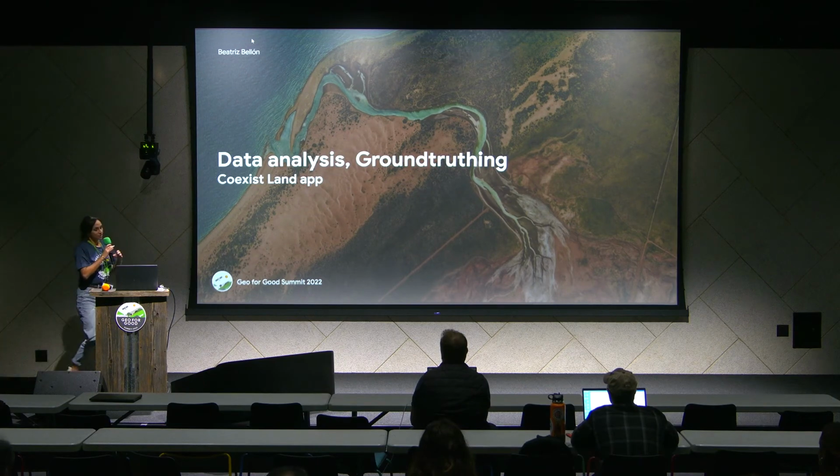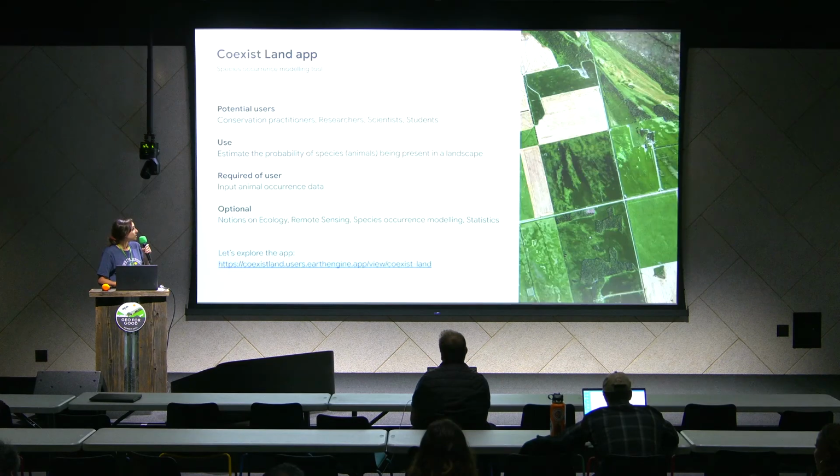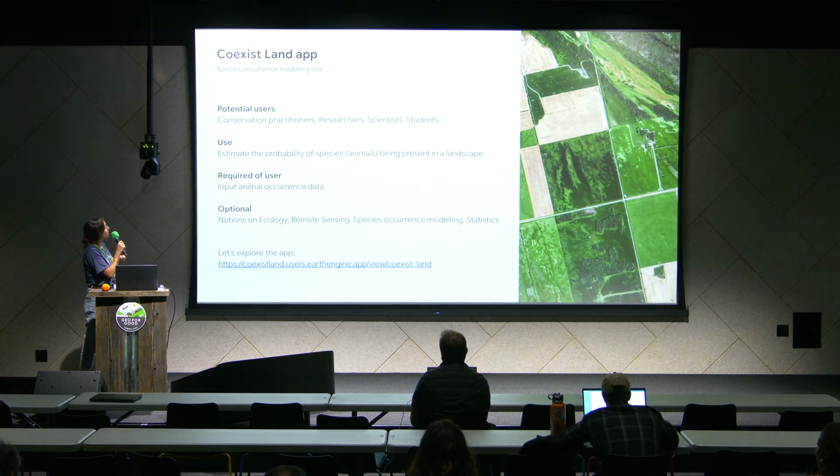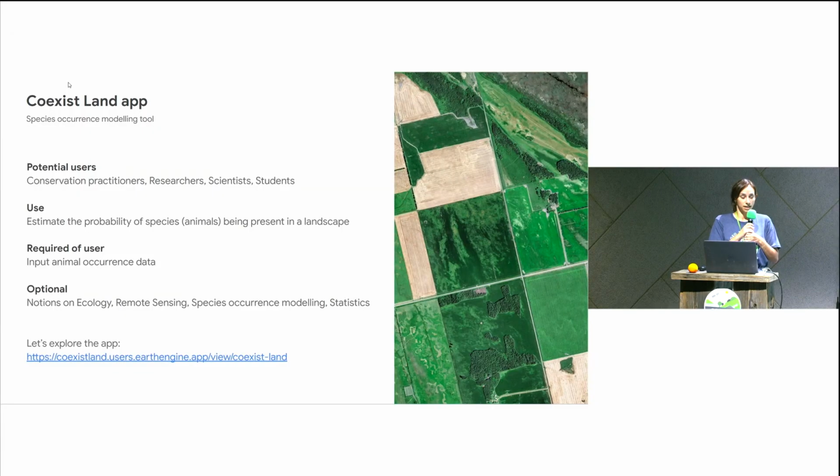Thank you. Okay, so I'm going to present just one example of a data analysis tool that we've developed. So it's the Coexist Land app. This is a species occurrence modeling tool that can be used by conservation practitioners, researchers, scientists, students, also if they want to learn about this kind of tool. And it's used basically to estimate the probability of a species, so animal species, being present in a landscape.